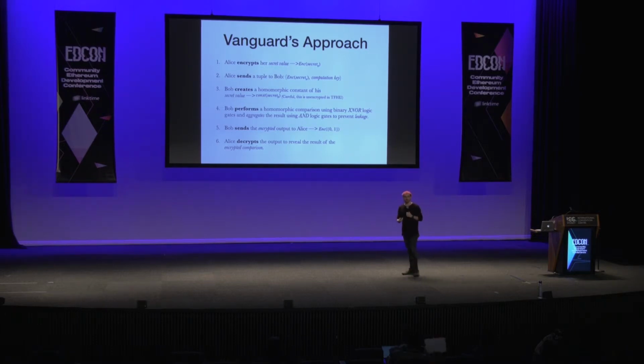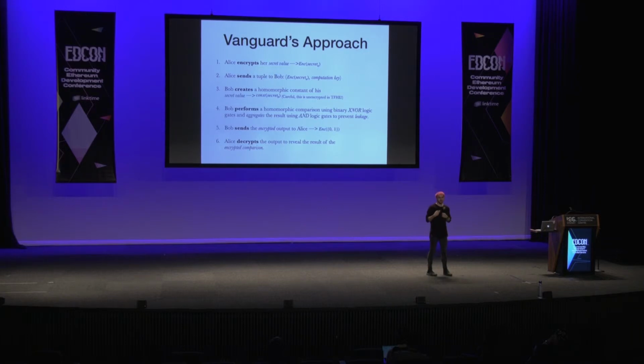Bob creates a homomorphic constant of his secret value as well. Be aware that this constant is just a learning with errors problem, and it's trivial, which means we can easily decrypt it. So it's not encrypted at all, and it should not be treated as an encrypted value. So yeah, just be aware of that.